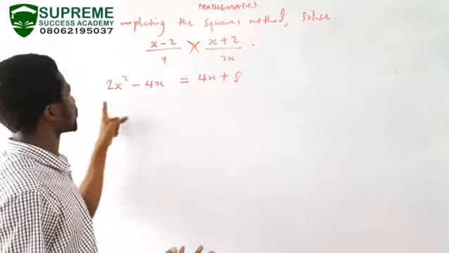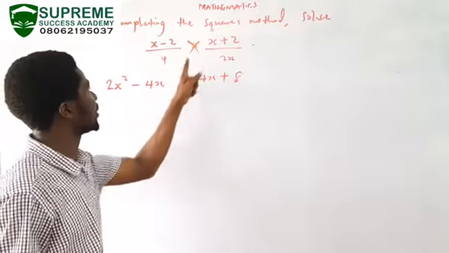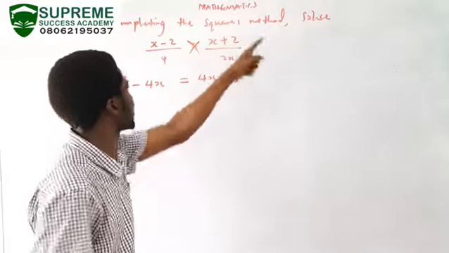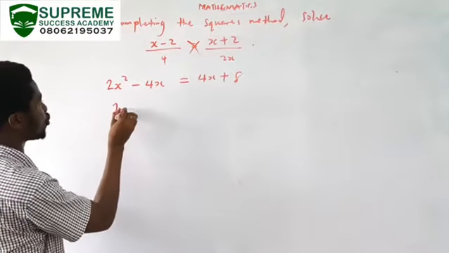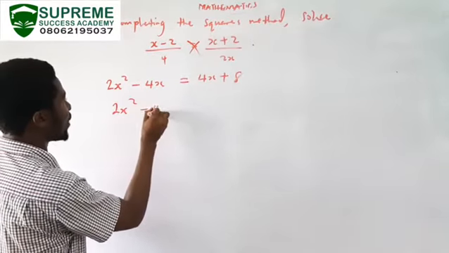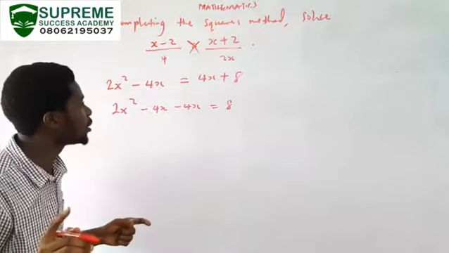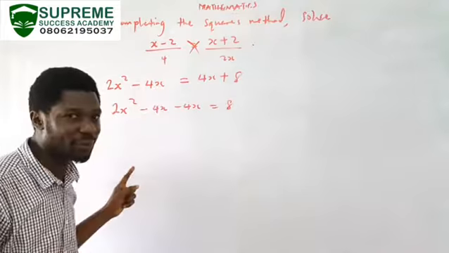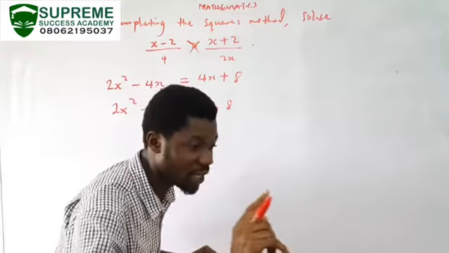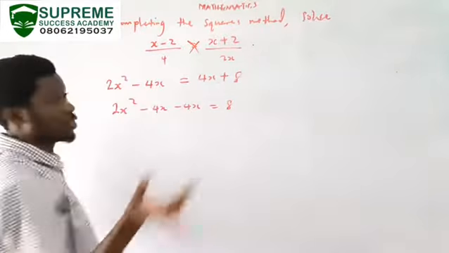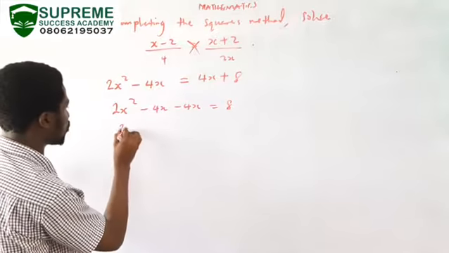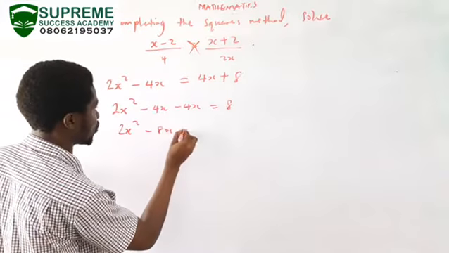Multiply this one by this, 2x squared. Multiply this one by this, minus 4x, equals 4 times this, 4x, and so on. So collecting that, what am I going to have? 2x squared minus 4x minus 4x equals 8. You observe I didn't bring this one back, because you remember the first step in the completing the square method: you collect like terms. So why leave this one there? So you have 2x squared minus 8x equals 8.